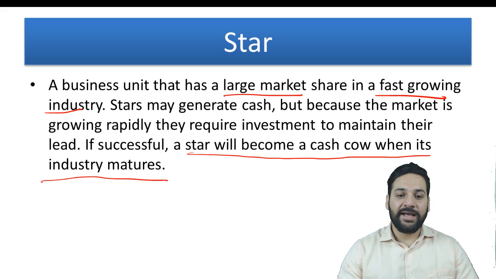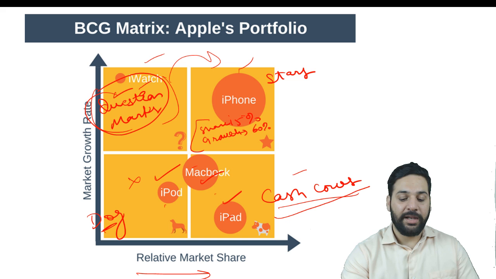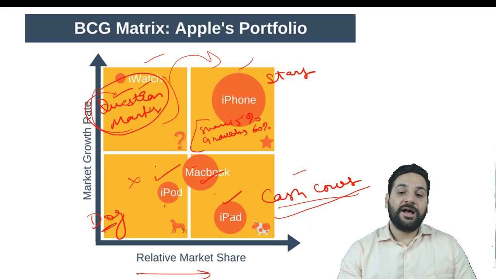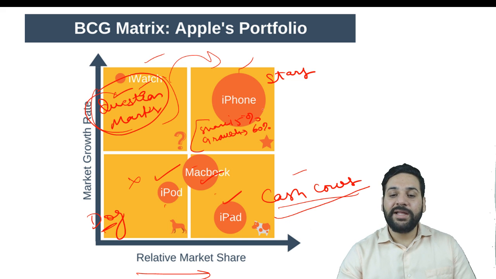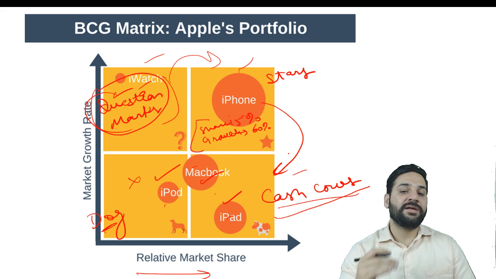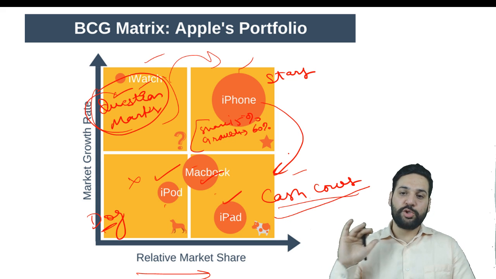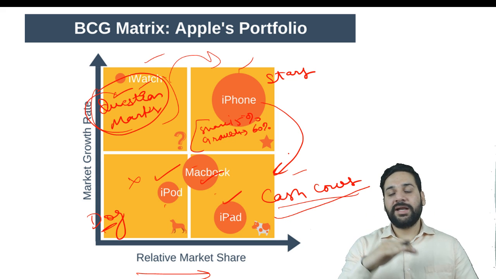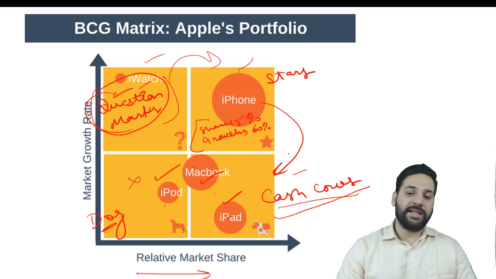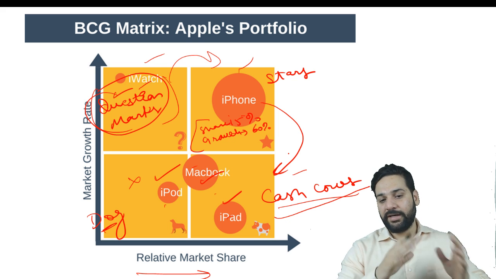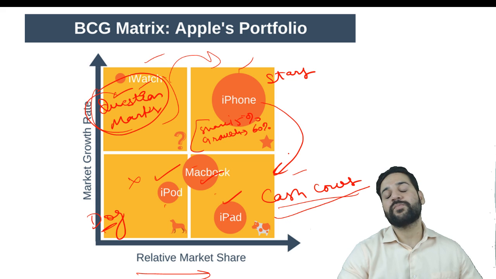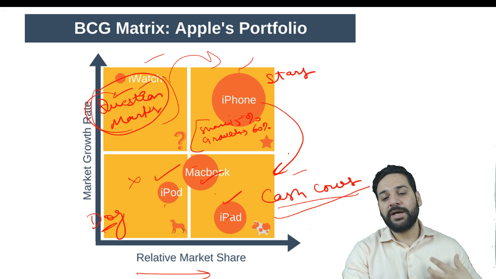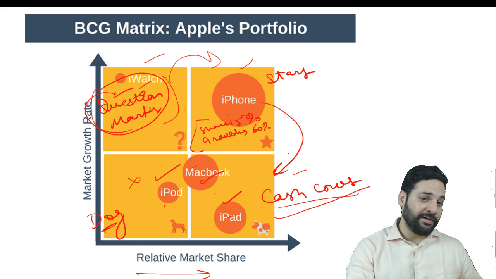So slowly, that's a problem with Apple. These smartphones, slowly they are becoming cash cows because the whole industry is maturing. The growth rate is going down. Slowly the whole industry is going to become a cash cow. The iPhones are going to become cash cows. So Apple is struggling.